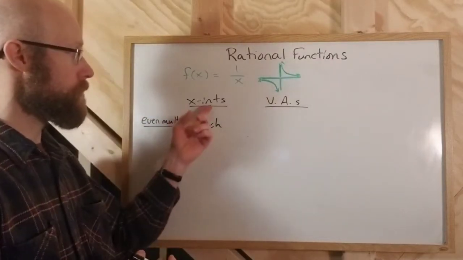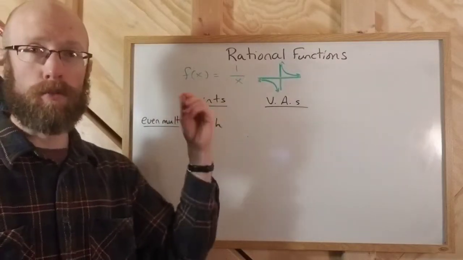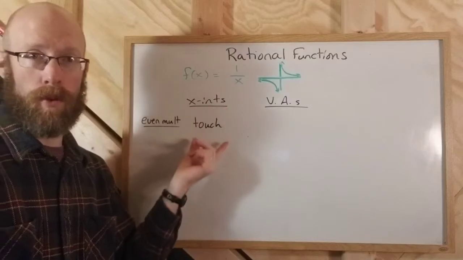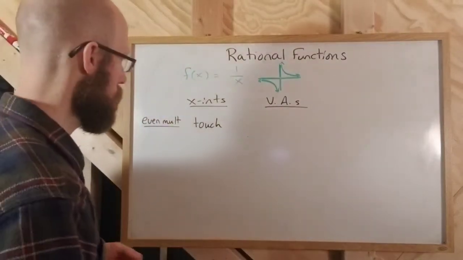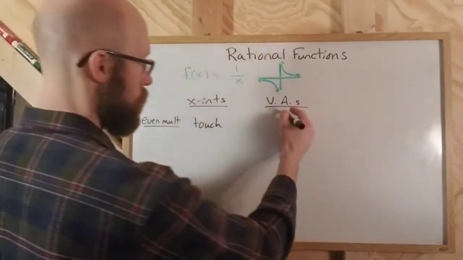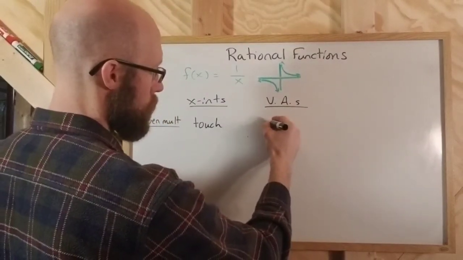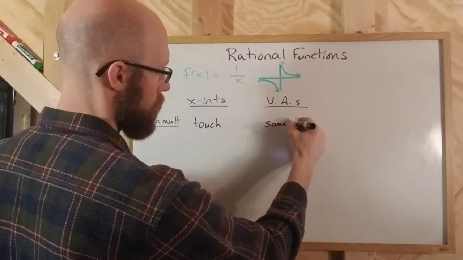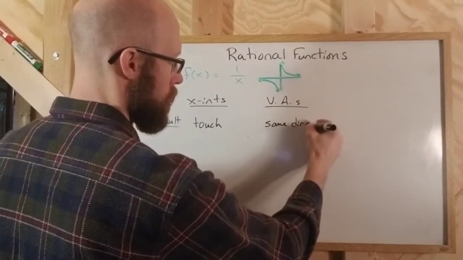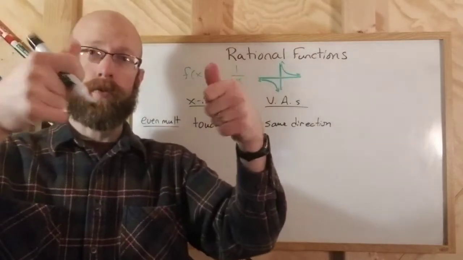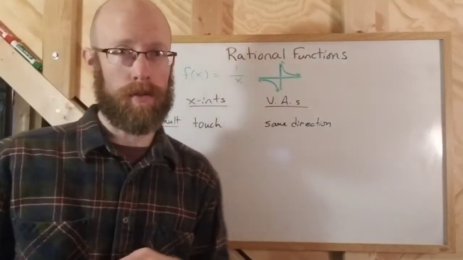So if you have an even multiplicity in the numerator of a rational function, that gives you an x-intercept where the graph will touch the x-axis. And the vertical asymptotes go in the same direction. So the graph goes in the same direction. So either both sides will go to positive infinity or both will go down to negative infinity.